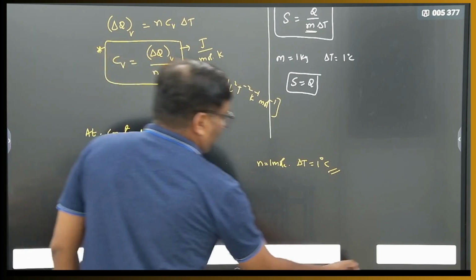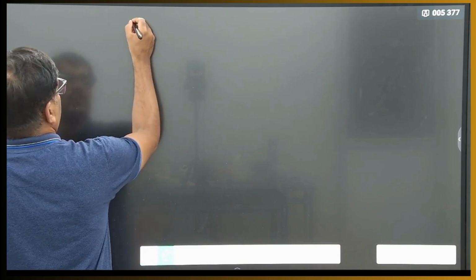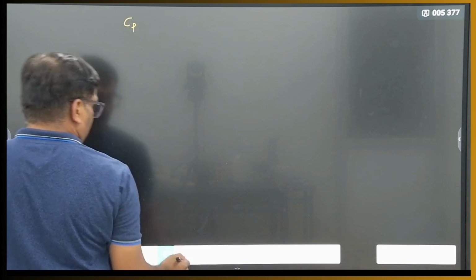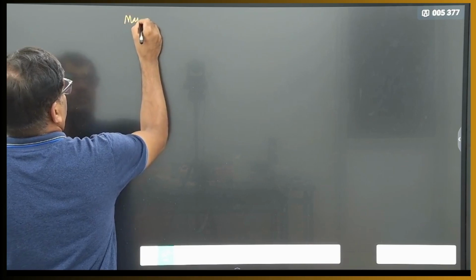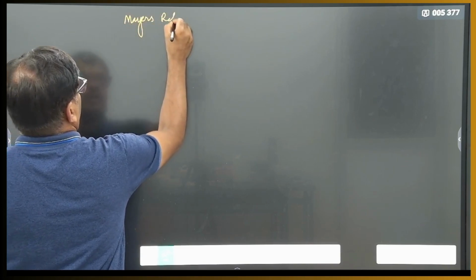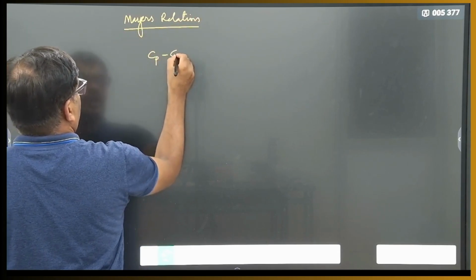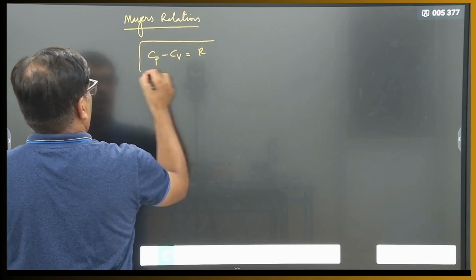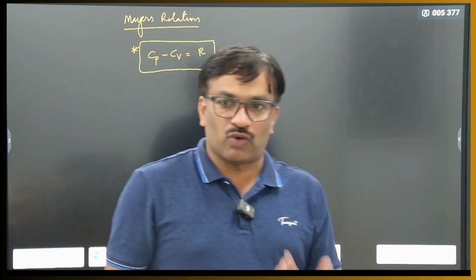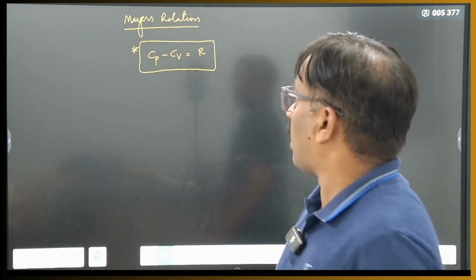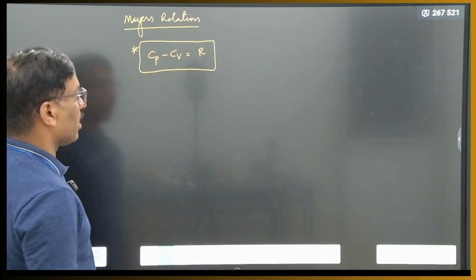To derive this we have to use the first law of thermodynamics, but I am not going into that. So we can write Cp and Cv as Mayer's relation. What is Mayer's relation? Cp minus Cv is equal to R. This equation is applicable for monoatomic, diatomic, triatomic, all the polyatomic gases.